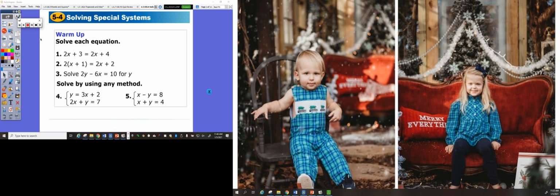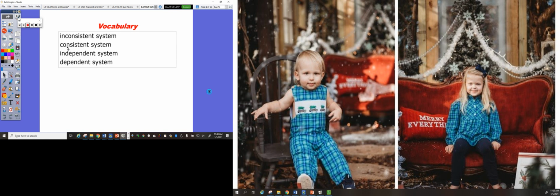Really, we're not doing a whole lot of solving here. What we're doing with special systems is we're classifying them. We're classifying them as one of these four different systems right here. What that means is we're looking for systems that have either one solution, no solutions, or an infinite number of solutions. And remember what that means.